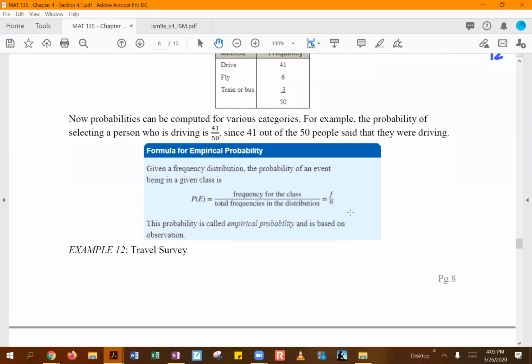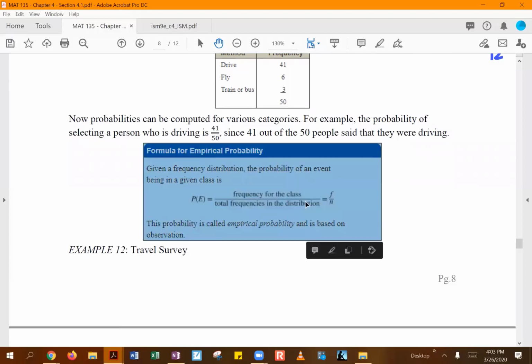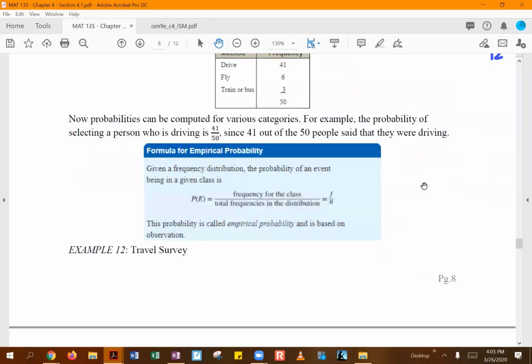You can see the formula here for your empirical probability. Given the frequency distribution, the probability of an event is the frequency of the class, so that's the 41 for driving, out of the total frequencies in your distribution, which is 50. So this would be 41 out of 50 for the probability of driving over Thanksgiving break, right?